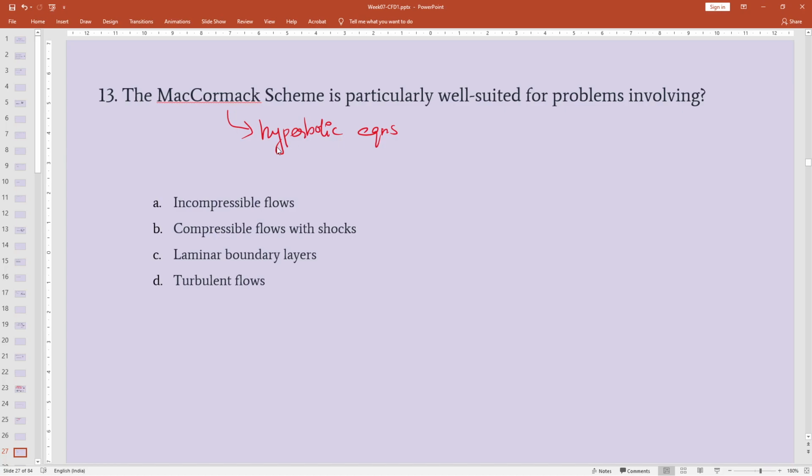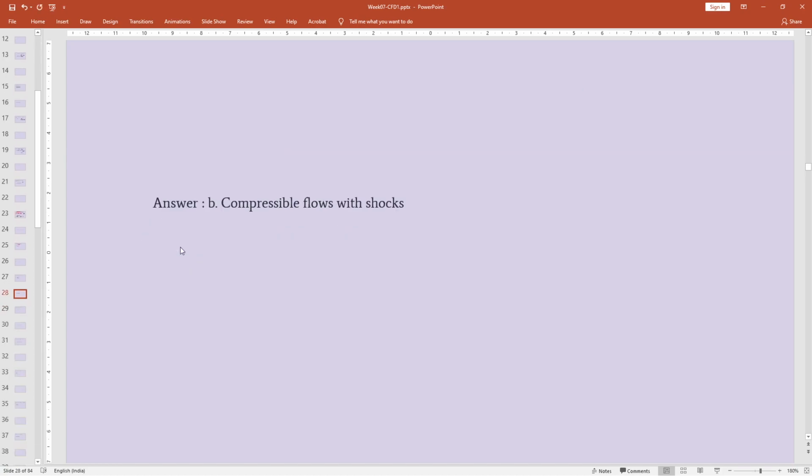And the McCormack scheme is particularly useful with compressible flows with shocks. So if you can relate from these things what kind of equations are solved by the McCormack scheme, then it is easy to answer the question. Our answer is option B, compressible flows with shocks. Actually, the McCormack scheme is one of the earlier schemes that can detect shocks and all.